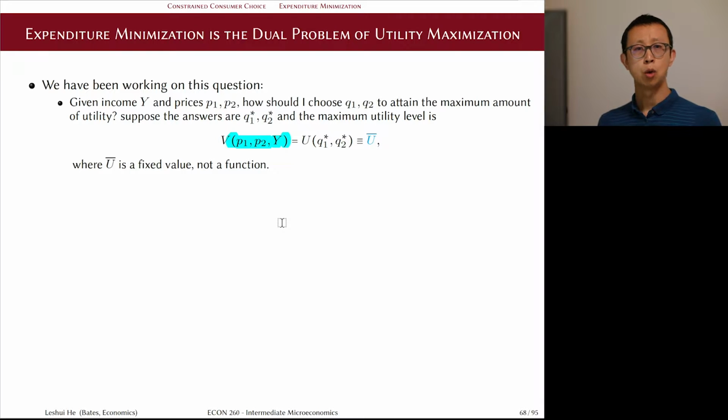The point is that once the exogenous variables are fixed, the utility level we can reach is just a constant. And let's denote this particular level by a notation of U bar. We've used this notation previously when we described the marginal rate of substitution. And let's use it again here, where the bar on top of U is just to remind us that this is a particular value as opposed to a function.